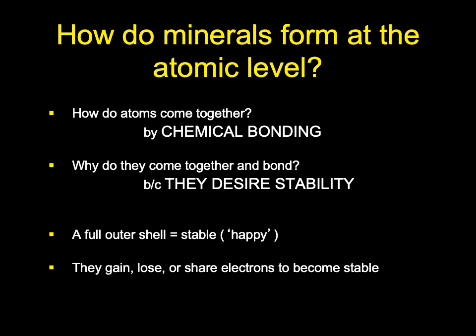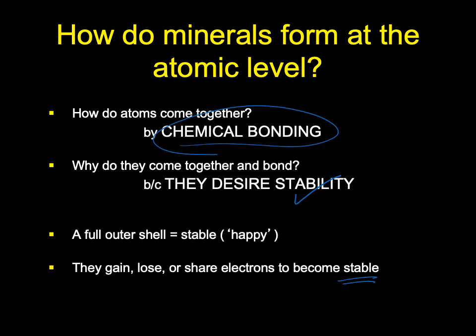Minerals are going to form at the atomic level because those atoms are going to come together by means of chemical bonding. And I'm sure you remember from your intro chemistry course the different types of chemical bonding, and we'll go over those briefly in a second. But the reason why atoms come together and bond is because they desire stability. Remember that you have electrons in the outer shells of your atoms. Some atoms have a couple of extra, some are missing just a couple. And so neighboring atoms can either share or transfer electrons in order to become more and more stable.